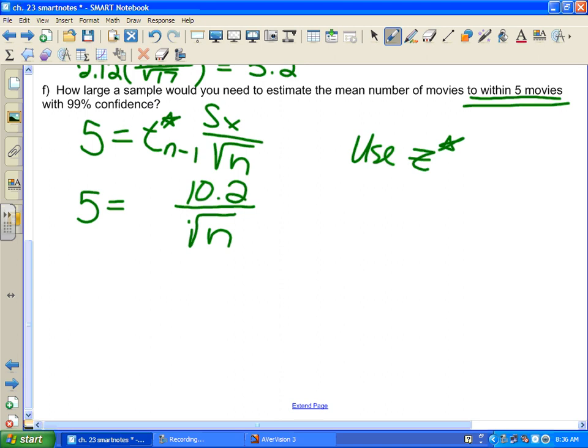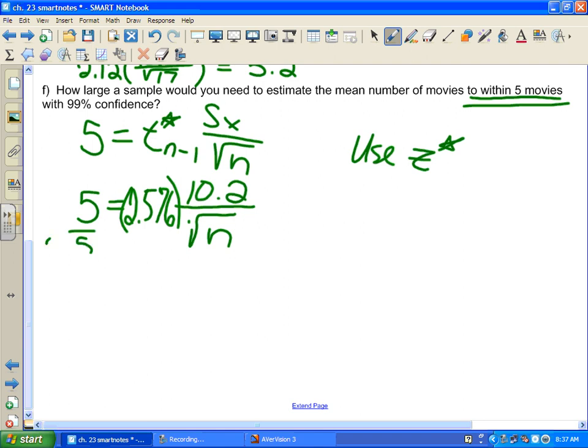Okay, so someone who has their table out, look up 99% confidence, the very bottom row, where the z-star is. 2.576. Now it's an algebra equation. We can solve it. What would be our first step to solve this equation?